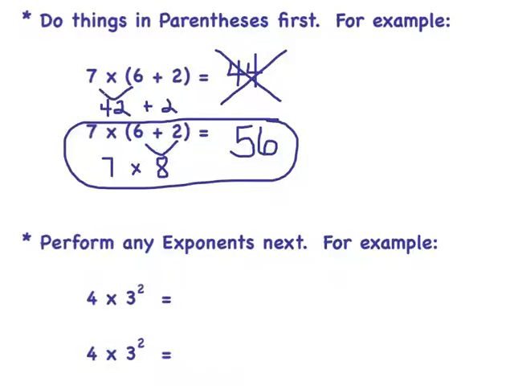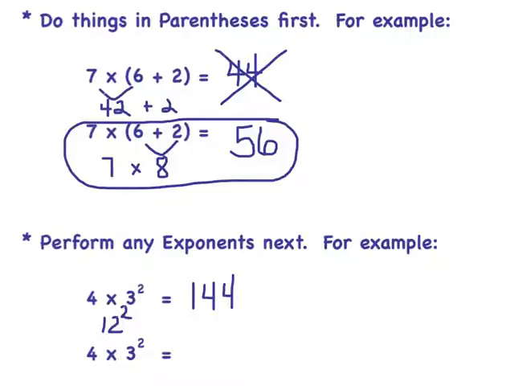The next letter in my order of operations is the E. And in this case it says perform any exponents, E for exponents, next. For example, let's just work from left to right and say that I had 4 times 3 squared. Well, if I work this from left to right, I would have 4 times 3, which is 12. And then if I squared the 12, which would in essence be 12 times 12, I would get 144.